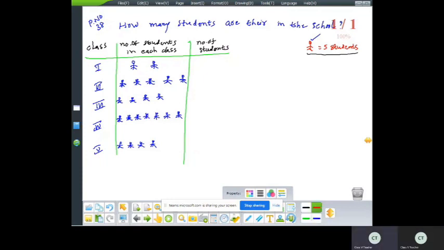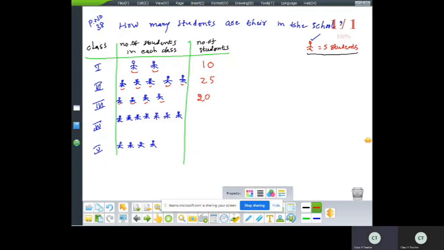In class 1, how many figures are there? Only 2 figures. 2 fives are 10. In class 2, total figures are 1, 2, 3, 4, 5. 5 fives are 25. In class 3, 1, 2, 3, 4. 4 fives are 20.